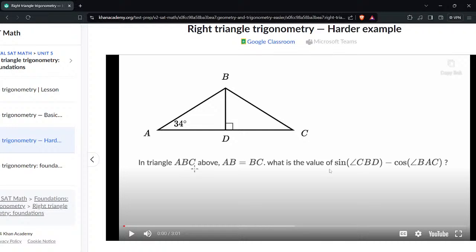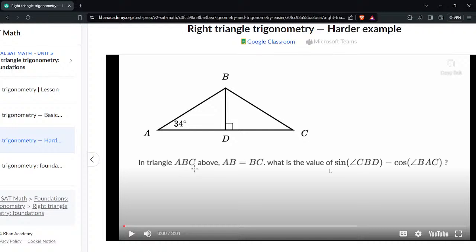BD CA, right? It's 34. It's 34 as well. That means this whole angle is 180 minus 34 times 2. 34 times 2 is 68, so 112 divided by 2 is 56, 56. So we have 56, 56, and we got 90, 90, right? 34 plus 56 is 90. Okay, now this is easy, right?